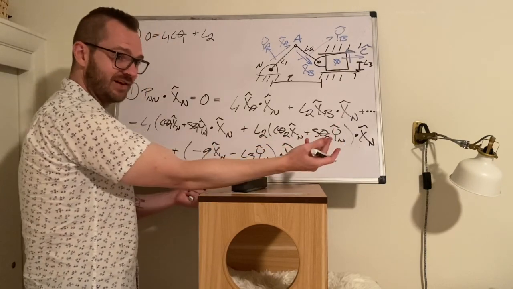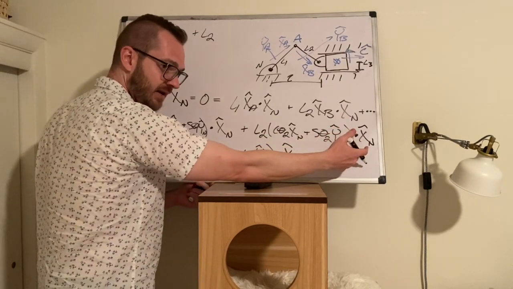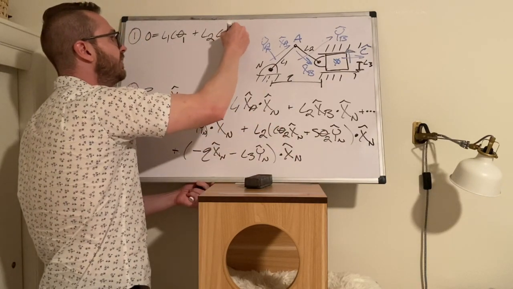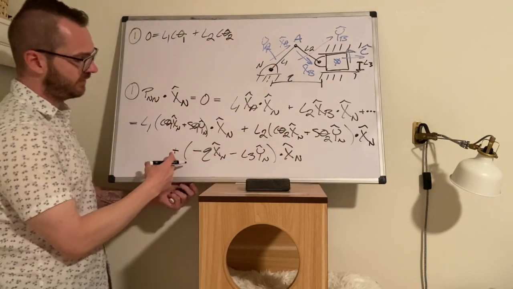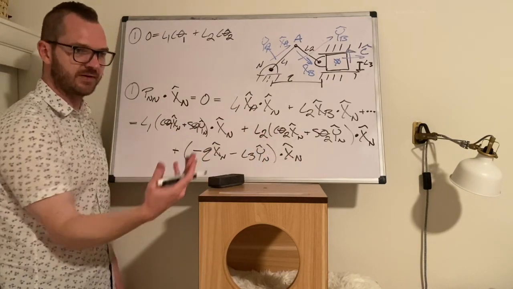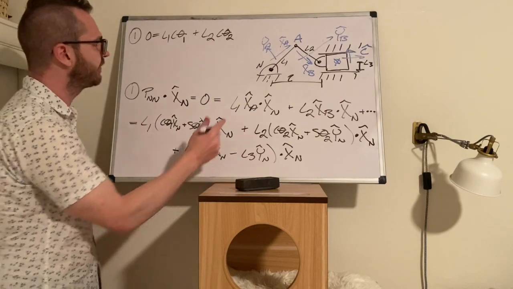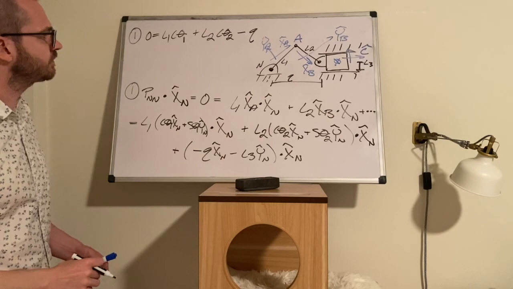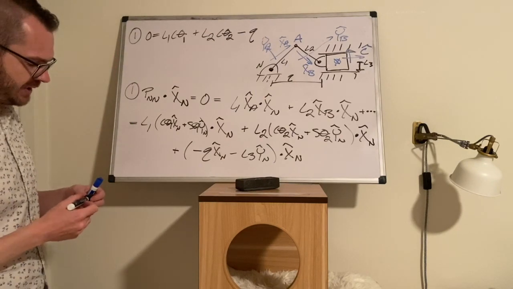xn dot xn is going to equal 1, yn dot xn is going to equal 0. We're going to be left with just the scalar portion, so cosine theta 2. And then what happens down here? These are already in inertial frame. Yn dot xn is going to equal 0, and we're going to be left with minus q. So there is equation number 1.